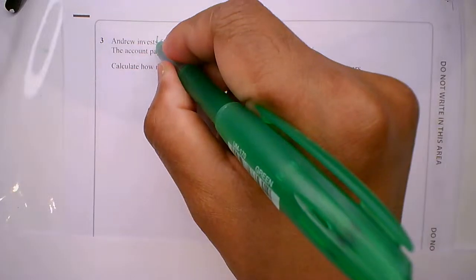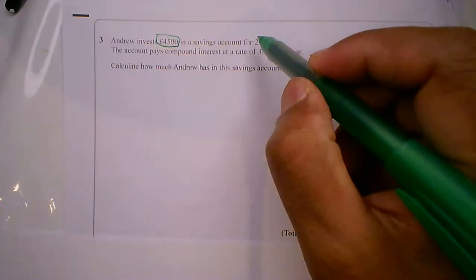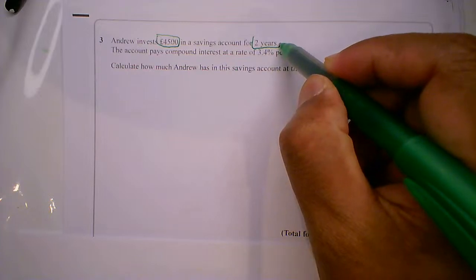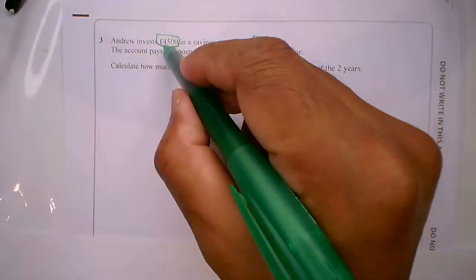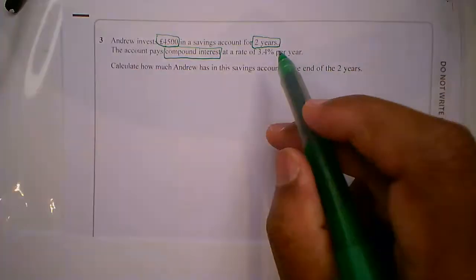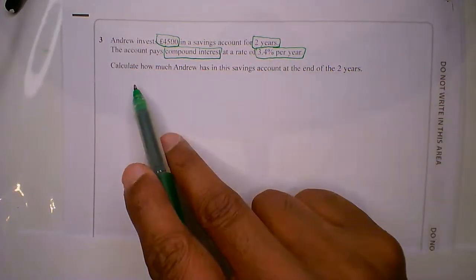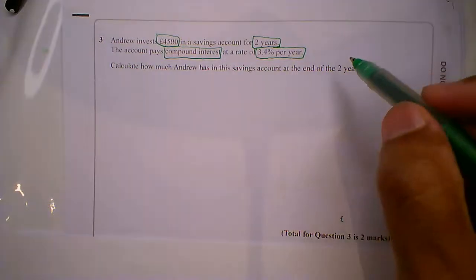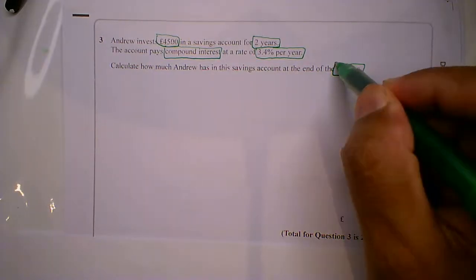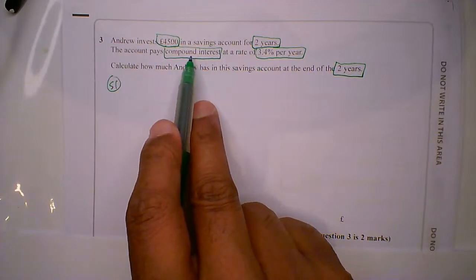What's the key information? We have £4,500 in a savings account for 2 years. The account pays compound interest at a rate of 3.4% per year. Calculate how much Andrew has at the end of 2 years. So step 1, what topic is this? This topic is compound interest.